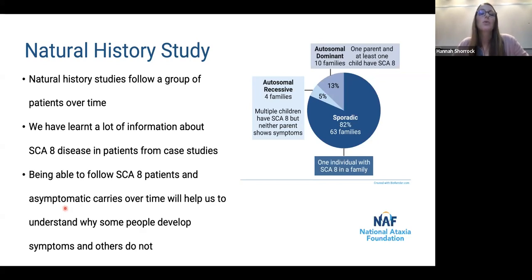And so if we were able to follow these SCA8 patients over time, as well as the asymptomatic carriers, it would help to understand why some people develop symptoms and others do not. And it would also help us to understand at what point in time some of these individuals are likely to develop symptoms. Because we have an age of onset for SCA8 that ranges from birth to 79, it's very hard to actually assign a lifetime risk for SCA8.